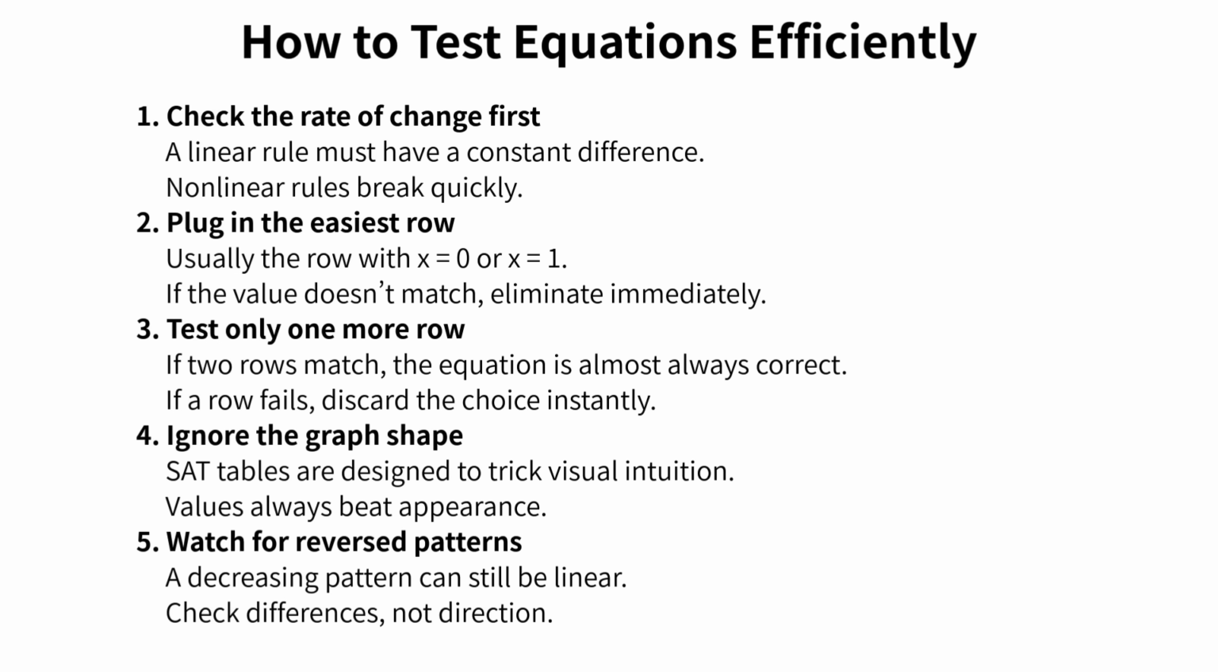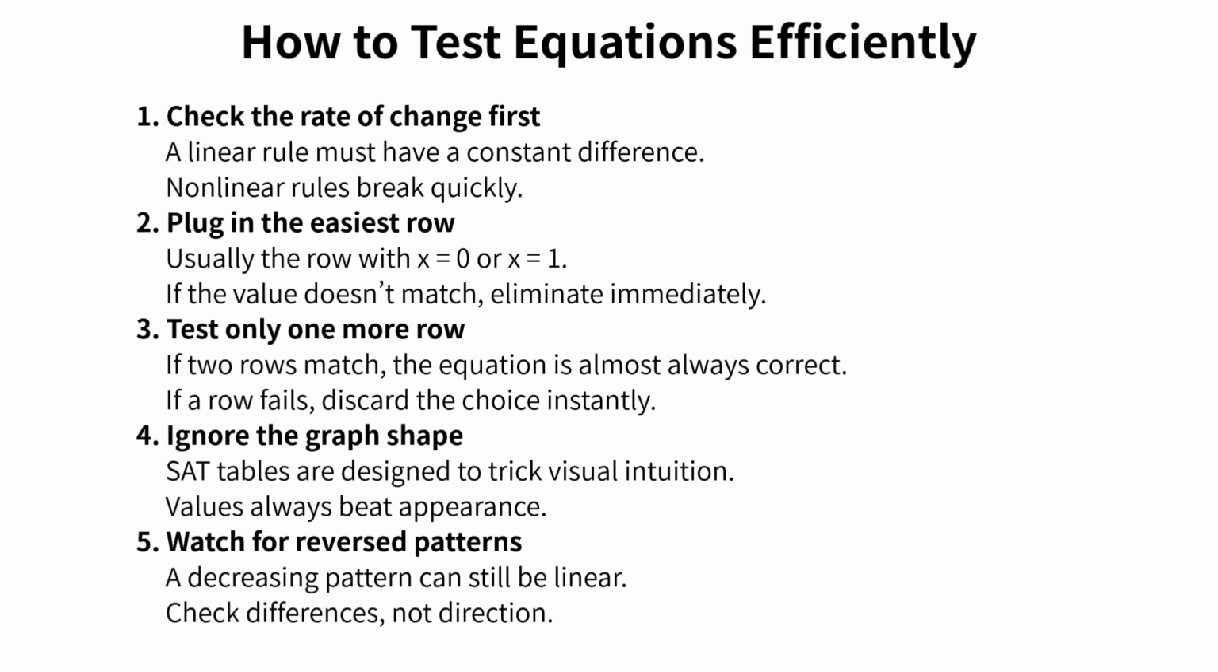This step alone eliminates many wrong choices quickly. Second, plug in the easiest row, usually the one where x is 0 or 1. If the equation fails even that simple test, eliminate it immediately. Third, after one correct match, test just one more row.